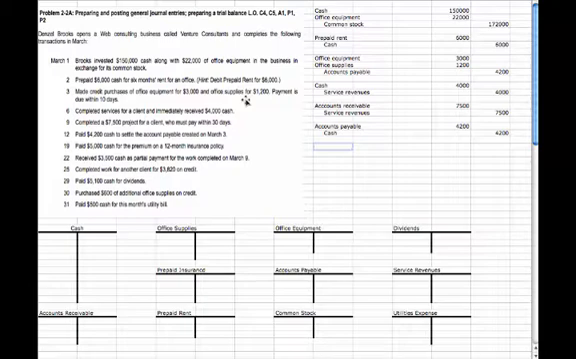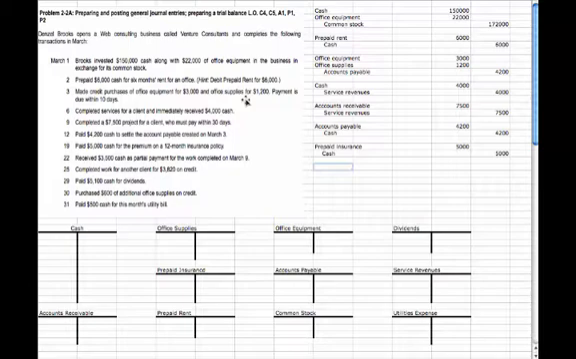So we're going to debit, or increase, a resource, an asset, called prepaid insurance for the amount of the policy of $5,000. We have to credit cash because we paid cash for it. So we'll credit $5,000.